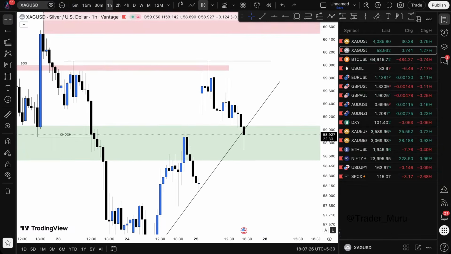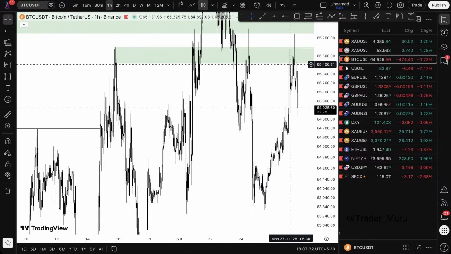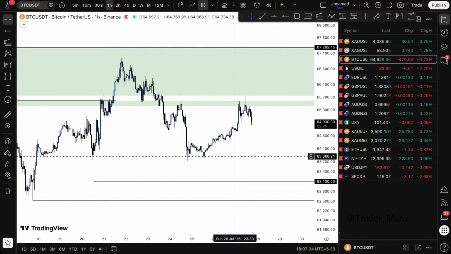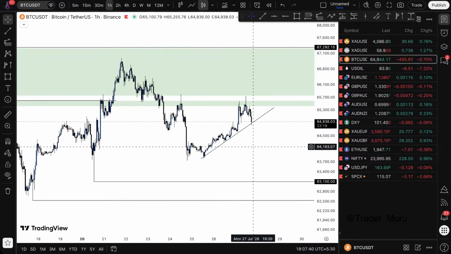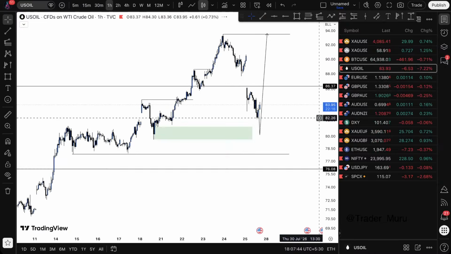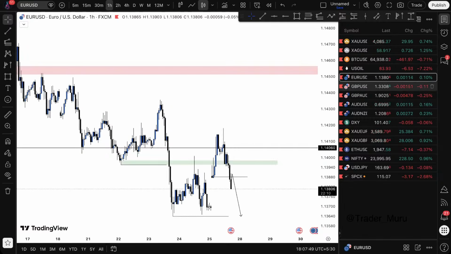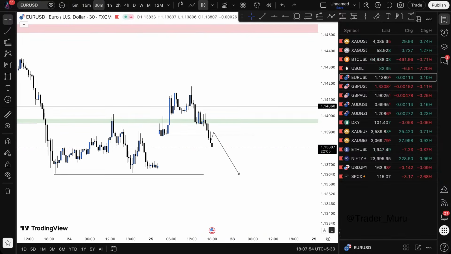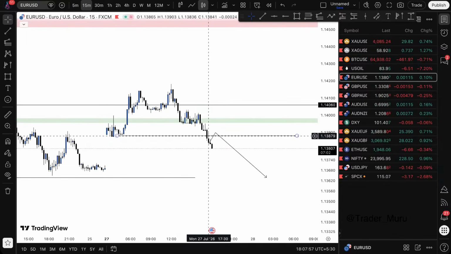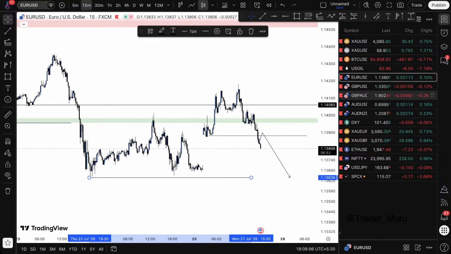Silver also testing our zone. BTC also rejecting from resistance again. Everyone is at trend line support. Oil also needs to drop again. Euro also dropping after retest. We talked about that price will retest this area again and drop more. We have a retest candle here and it is dropping now. Price should drop to this low, 1.136.